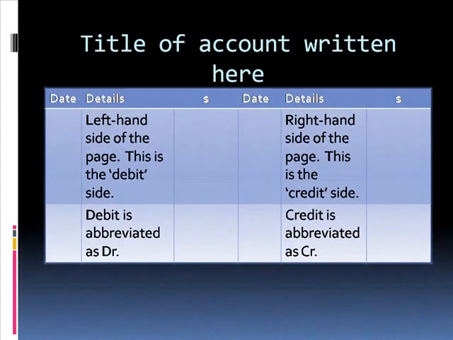The title of the account is written here at the top. Then we have the details here: the date on your left hand side, the details, and the dollar figure showing the amount, with the details and dollar figure also on the right hand side. The left hand side on this page is the debit side, and debit is abbreviated as DR. The right hand side of the page is the credit side. Credit is abbreviated as CR.